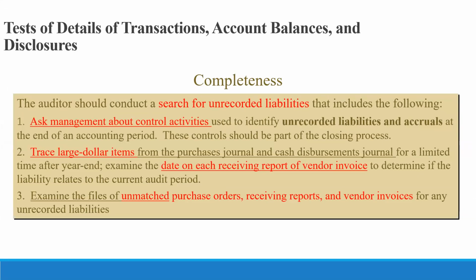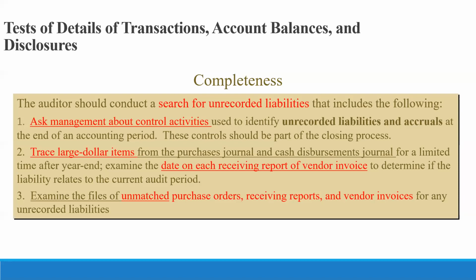So in terms of detailed tests of details of transactions, account balances, and disclosure, we just need to emphasize a few important testing procedures. For example, what are the typical tests of details for the completeness assertion? When we are doing the testing for completeness, what we worry about is unrecorded liabilities, right? So here, the key is to search for unrecorded liabilities. There are a few procedures, a few tests you usually need to follow.